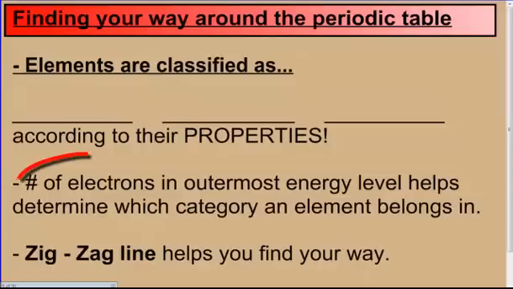Now you're also going to learn that the number of electrons in the outermost energy level is very important. This is called the valence, and it helps us determine which category these elements belong in. The zigzag line also helps you find where the metalloids are, with the metals located on the left-hand side of the zigzag and the nonmetals on the right-hand side.